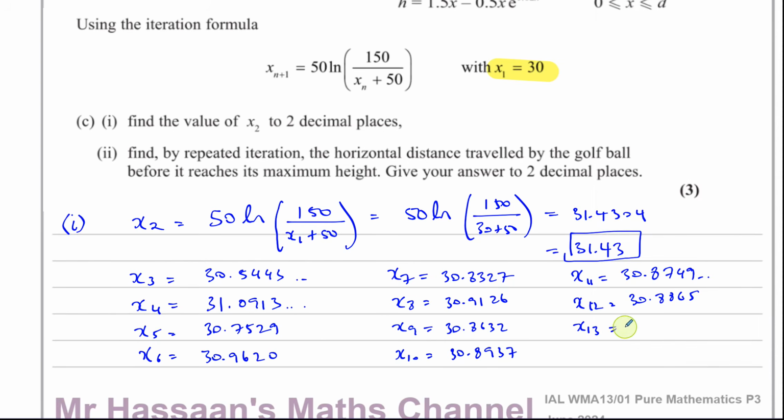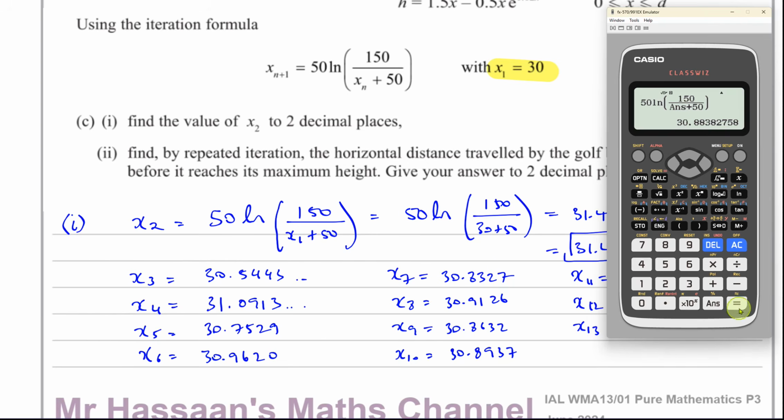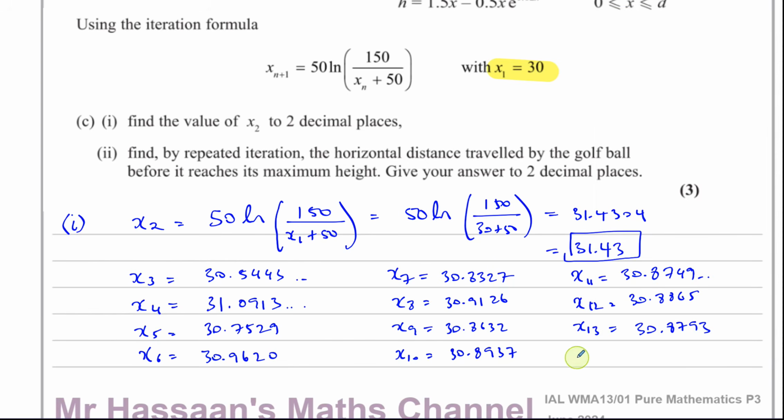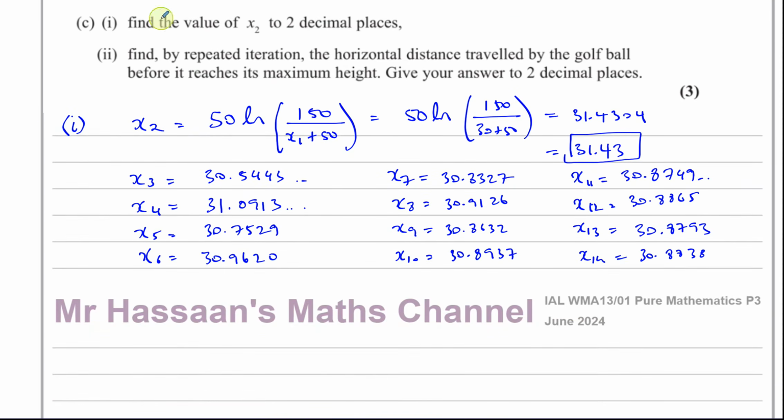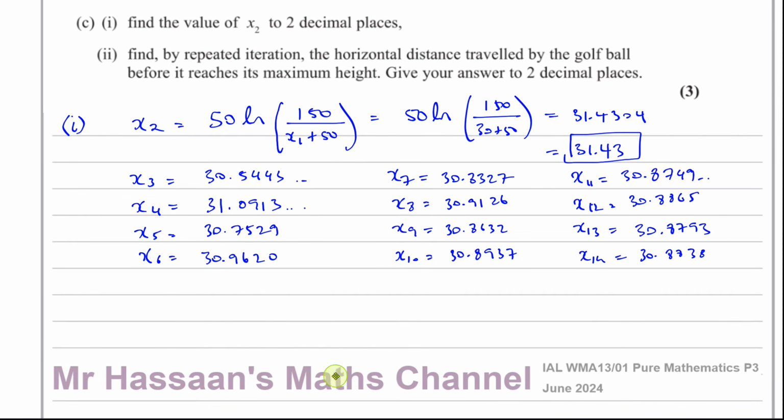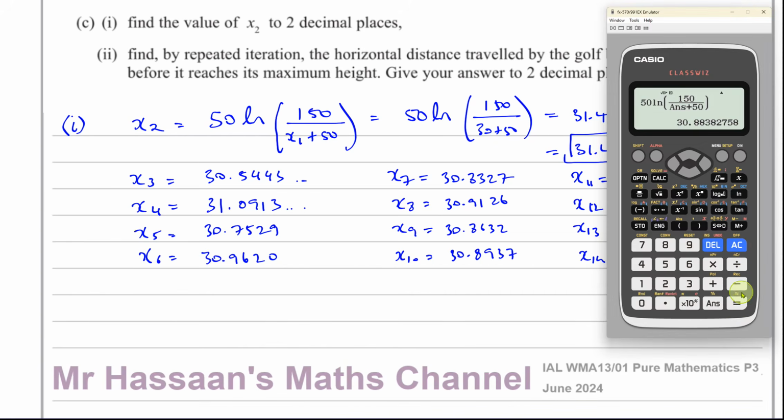30.8793. Okay, so it's like 8788. Let's see which one it will become. Keep going. 30.8838. I thought we got there by now. Okay, so it's definitely 30.8 something. But what's it going to be? Let's carry on. Do we get there? So press equals again.